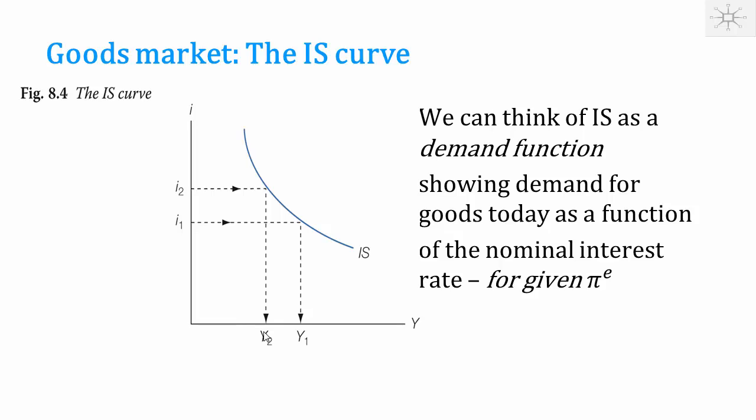Now, this is nothing strange really, because you can roughly think of the IS curve as a demand function. Recall that 1 plus the real interest rate is the price of goods today in terms of goods tomorrow. And of course, if we take the expected inflation rate as given, then as we raise the nominal interest rate, we raise the expected real interest rate, and the demand for goods today will go down. So you can think of this as a standard demand function with the price on the vertical axis and the quantity on the horizontal axis.